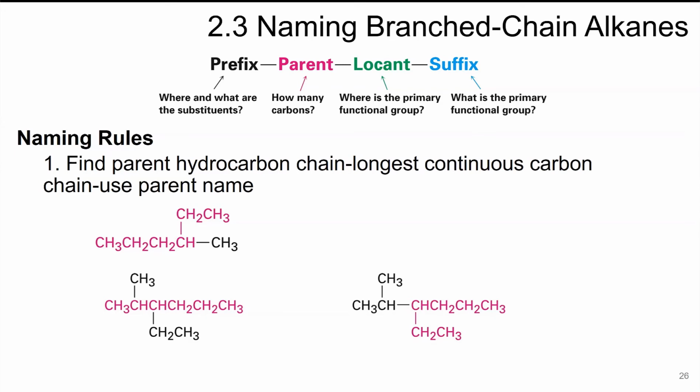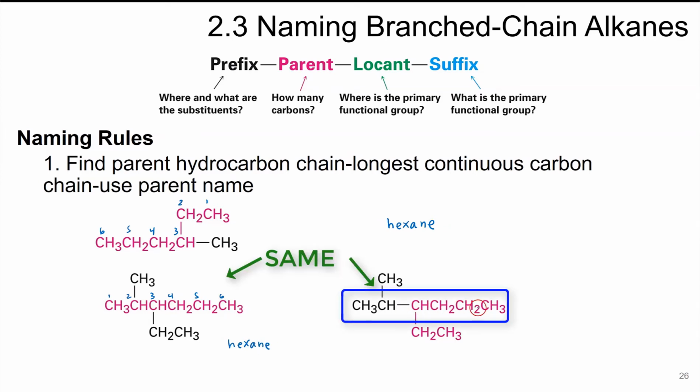In this example here, the longest carbon chain is highlighted in pink. It has 1, 2, 3, 4, 5, 6. For a compound with a 6-carbon longest chain, it's going to be named hexane. This one here, the longest carbon chain is 1, 2, 3, 4, 5, 6. This one will also be a hexane.